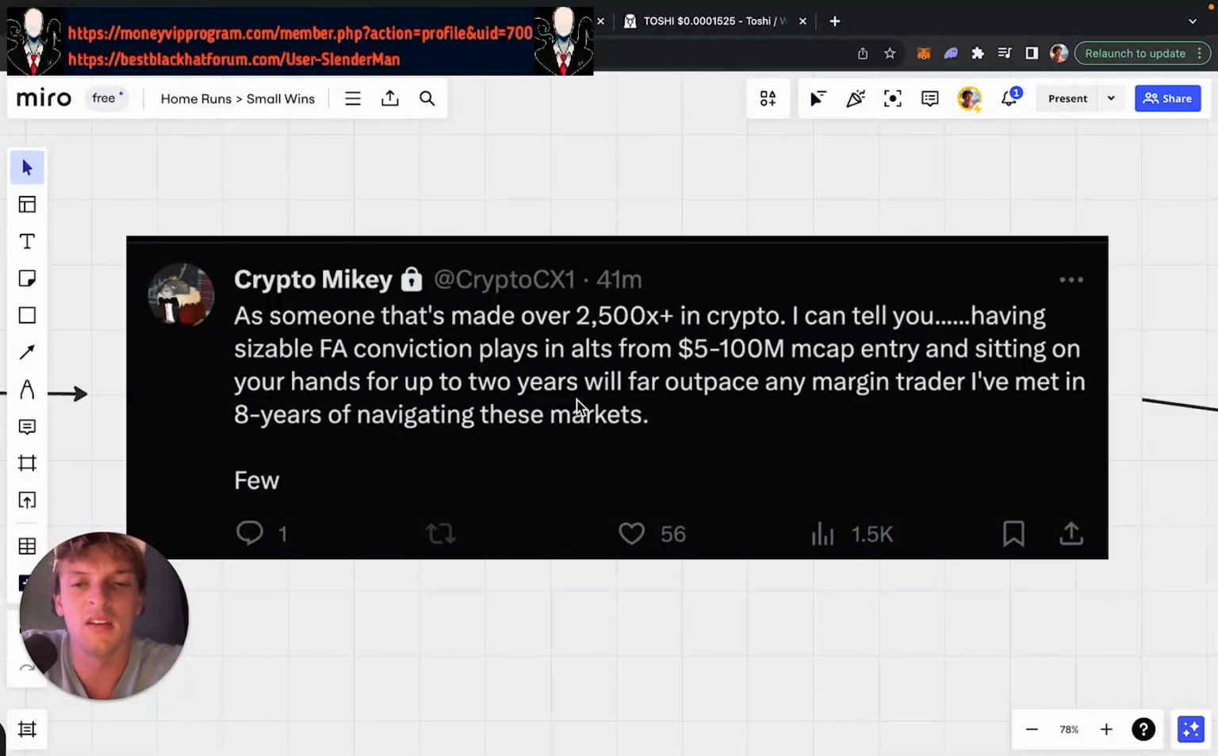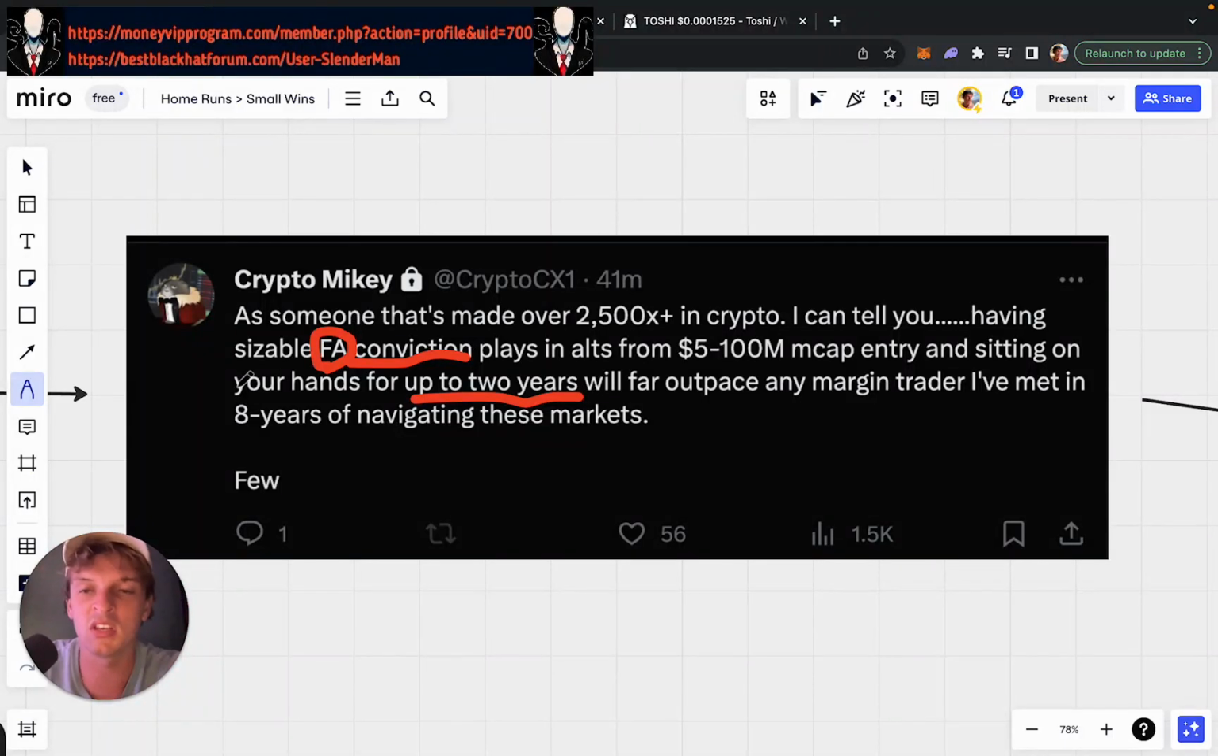So what he's basically trying to say here is that you research the fundamentals of a coin and you build conviction and you basically hold it for 2 years, right? So when you have something that is a home run, it's a home run because it outperforms the market and you're willing to go in with size and you're willing to hold it for a long period of time to let the thesis play out.